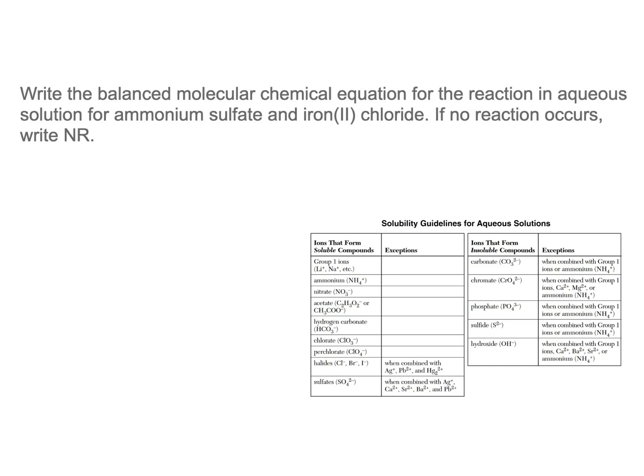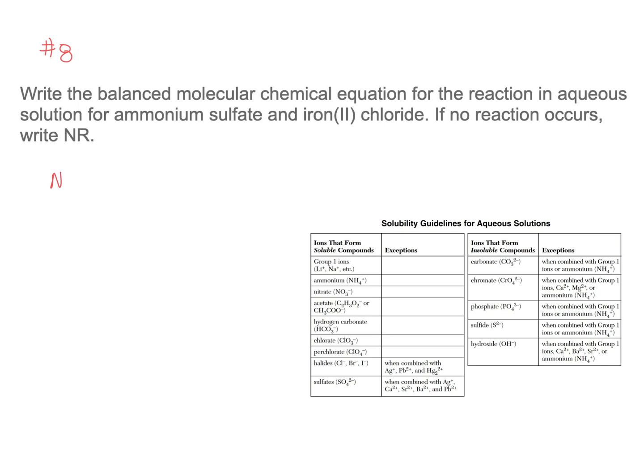Question 8 from Chapter 4 homework asks us to write the balanced molecular equation for the reaction in aqueous solution from ammonium sulfate and iron 2 chloride. So this is question number 8. And we can write it out, but we also want to analyze the table for solubility data.